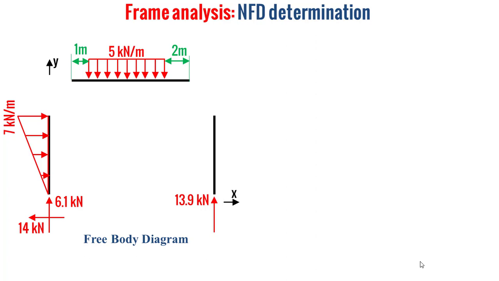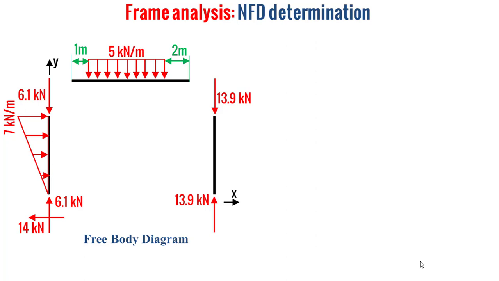In order to maintain equilibrium of this column, we have to add a 6.1 kilonewton force applied at the top of this left-hand column and in the opposite direction. In the same way, we have to add a 30.9 kilonewton force applied at the top of the right-hand column, in order, of course, to maintain its equilibrium.